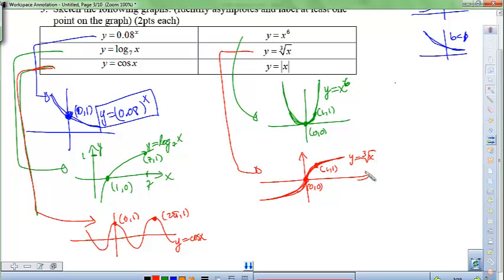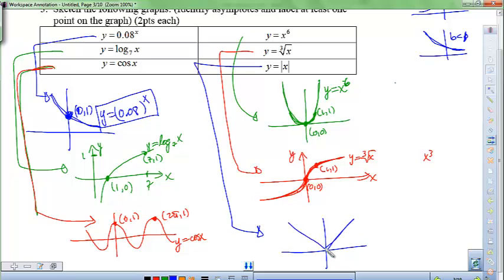An interesting comparison between graphs is that if we were to graph the x cubed function and the cube root function, they would be inverses of each other, and they would be reflected about the y equals x line. And finally, we have the absolute value, and the absolute value looks like this.